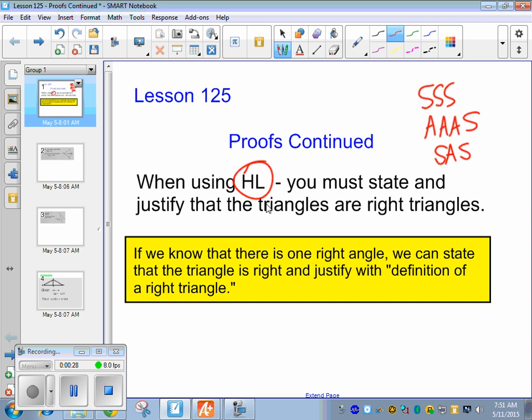So if we're going to use HL, you have to state and justify that the triangles are right triangles. So somewhere in there, you have to say there's a right angle, and then you have to say that makes it a right triangle. So if we know that there is one right angle, we can state that the triangle is right, and we justify it with definition of a right triangle. So if you have one right angle, it's a right triangle. So go ahead and write down just this yellow box so we can remember definition of a right triangle.